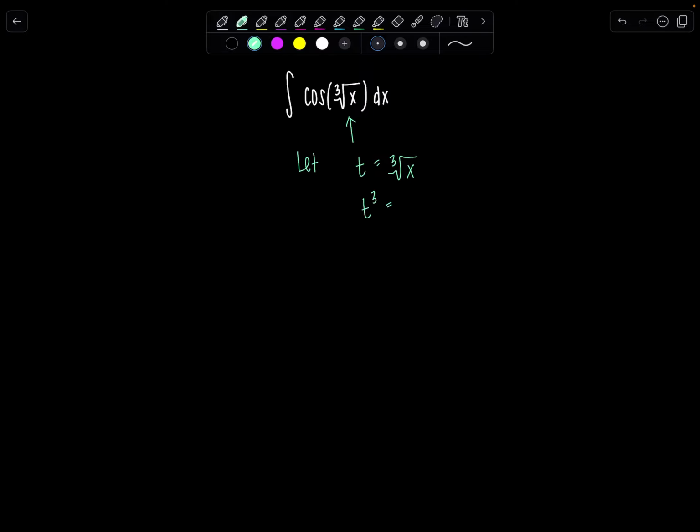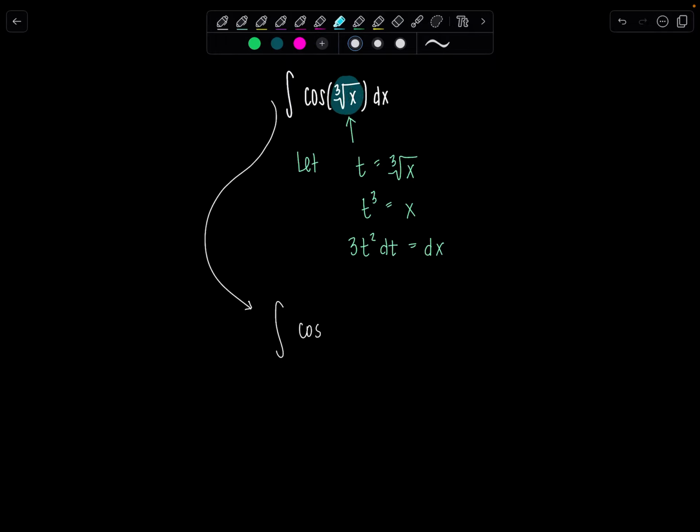Let's raise both sides to the third power. So then we're going to have t cubed equals x. And now differentiate. Oh, look how relaxing. 3t squared dt equals dx. Beautiful. Now we're going to rewrite this original integral all in terms of t. So now I have the integral of cosine. Instead of cube root of x, I'm going to replace that with t. And then this dx is all of this good stuff, 3t squared dt.